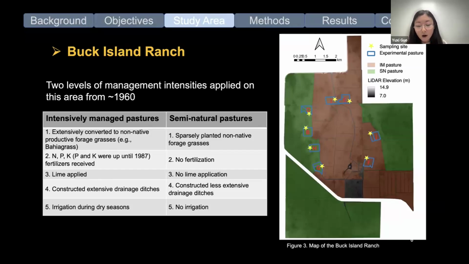In contrast, our semi-natural pastures represent a lower intensity approach, where they did have some bahia grass introduced, but the planting was much more sparse. These pastures never received fertilizer or lime and had only minimum drainage modifications. No irrigation was applied. And the right map shows the 8 experimental pastures we collected soil samples for this study.